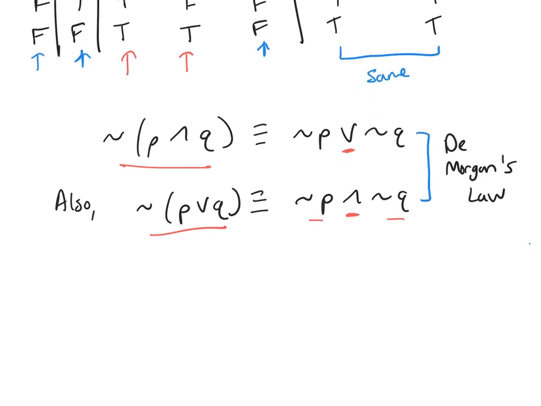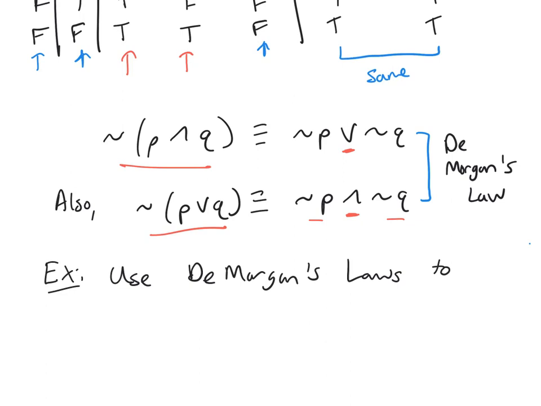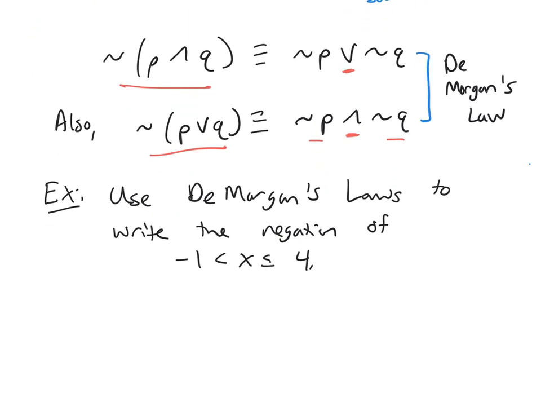This makes it really easy to then negate statements. So let's look at an inequality. Let's use De Morgan's laws to write the negation of -1 is less than x is less than or equal to 4. So first, you should probably write this as a compound statement. -1 is less than x, and x is less than or equal to 4.